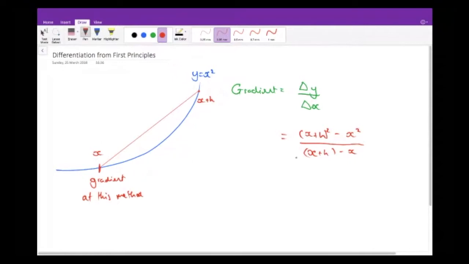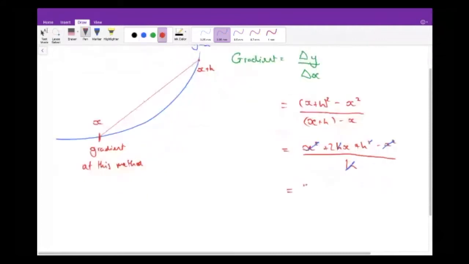Okay. Now if we expand this and simplify, we'll see that the gradient is equal to x squared plus 2hx plus h squared minus x squared all over x plus h minus x, which is h. We can cancel the x squareds, divide by h, and so we are left with the gradient of this line being 2x plus whatever h is. Okay, so that's in general.